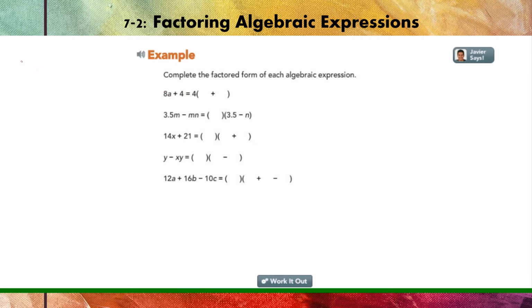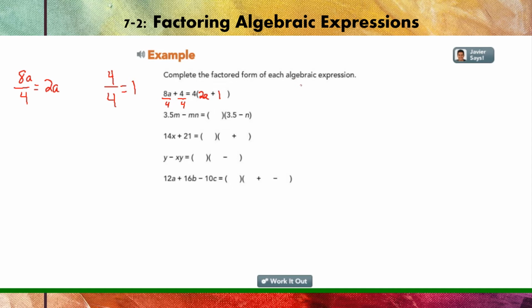Now the next thing you have to do is divide each term by the greatest common factor. So example, 8a, and we know the greatest common factor was 4, so you divide that by 4. 8a divided by 4 is equal to 2a. So when we factor it out, we are going to put 2a here. Now the second one, we had a positive 4, so this will be 4, and 4 divided by 4 is equal to 1. So when we factor this, we are going to have 4 times the quantity 2a plus 1.